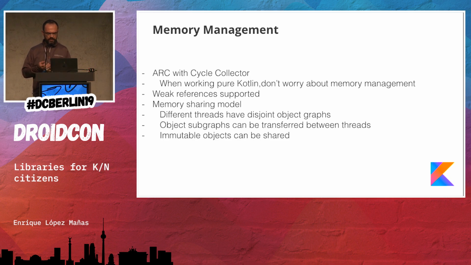There are things such as weak references supported. We can use them. And the memory sharing model is a bit different. Different threads can have these disjoint object graphs, and those can be transferred between threads. But in order to do this, we need to make sort of a super immutable object. That means when an object is going to be transferred between threads, we need to call a special operation called frozen. Essentially, frozen will make this object a super immutable thing with all the references, the entire tree, and at this moment that can be transferred.